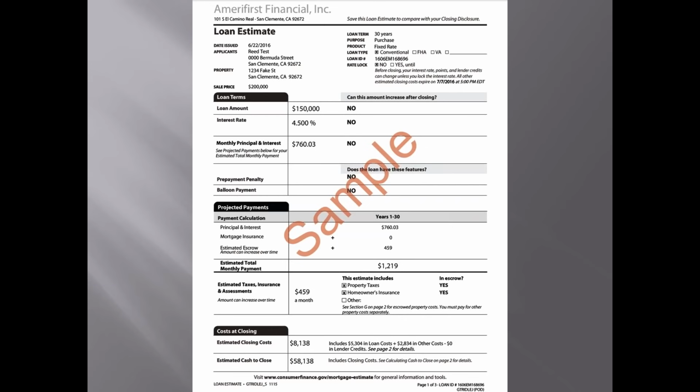But either way, on page 1 of the LE, even if you're like Reed, we don't want to impound, just know it's always going to include the total monthly payment. Now, why do they do that? RESPA wants you to be fully aware of what your monthly debt obligations are going to be.